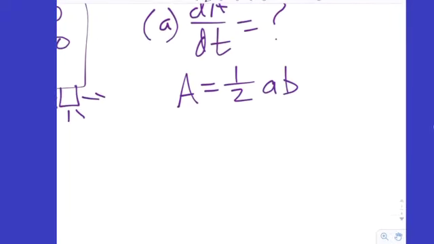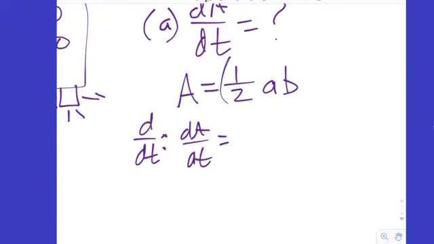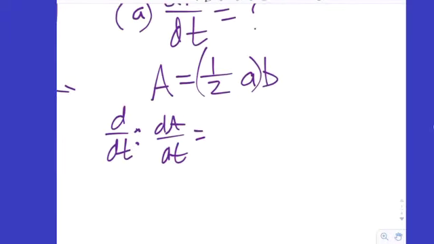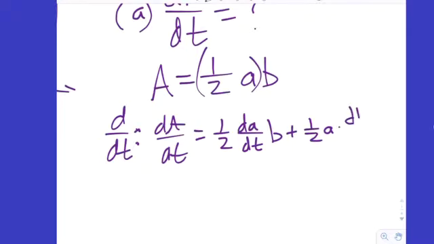All right, now that's in terms of two variables, which is fine. That's your quote-unquote position equation. We want the rate equation now. So now we'll take the derivative with respect to t, and we get dA/dt equals, and I'll use the product rule. I'll just associate the one half with the A. So I get the derivative of one half A to be one half dA/dt times B goes for the ride, plus one half A goes for the ride times dB/dt.